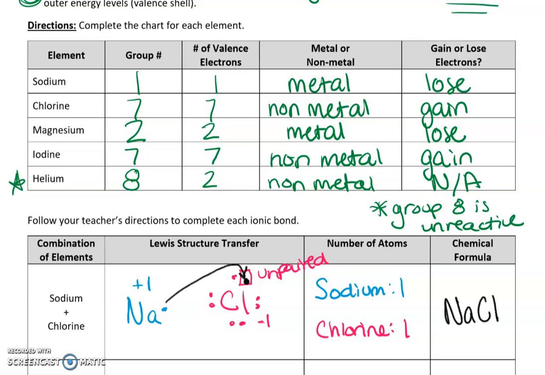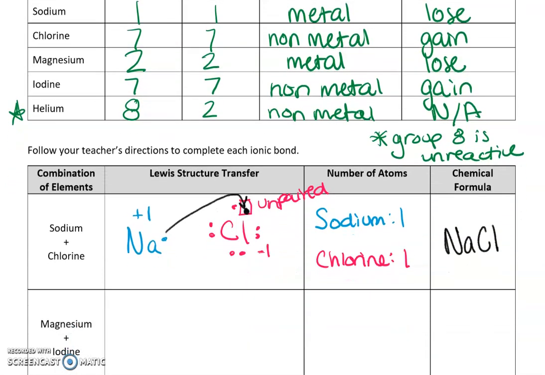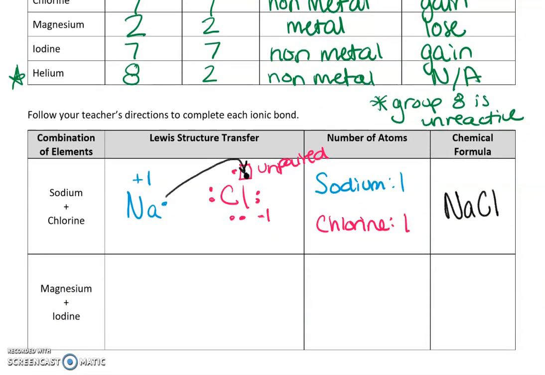Our next example that we're going to do together is magnesium and iodine. So if we were to start by drawing a Lewis dot structure of each, we can start looking at how they are going to bond together. So we're going to start with magnesium. Magnesium's atomic symbol is Mg. Because it is in the second group, it has 2 valence electrons. And if we were to draw iodine, iodine is in group 7. So it has 7 valence electrons.